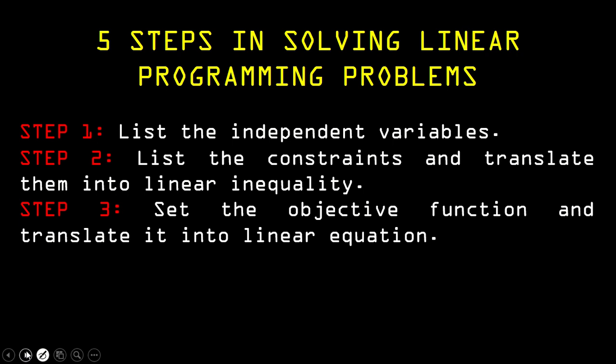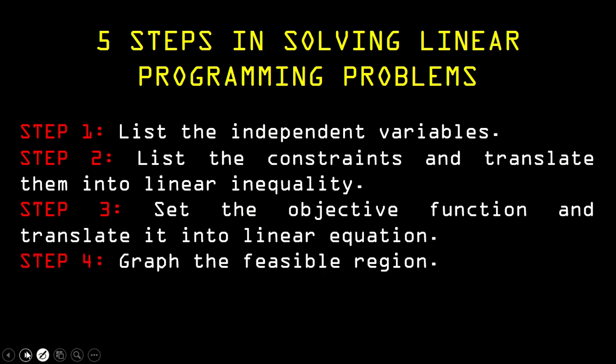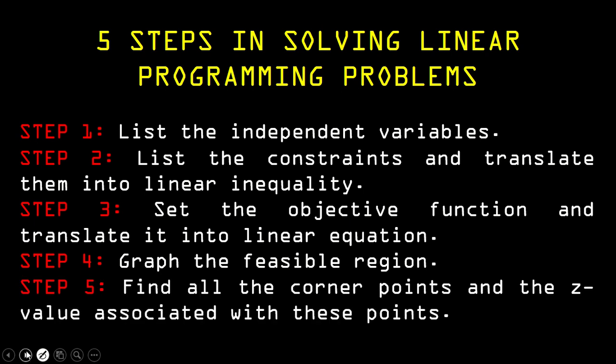Step number 3, set the objective function and translate it into a linear equation. Step 4, graph the feasible region. We need to identify the intersection of all the shaded parts on each inequality. And lastly, from that feasible region, we need to identify the corner points, or the ordered pairs, and then substitute them into our objective function for us to identify the value of z that is associated with those points.